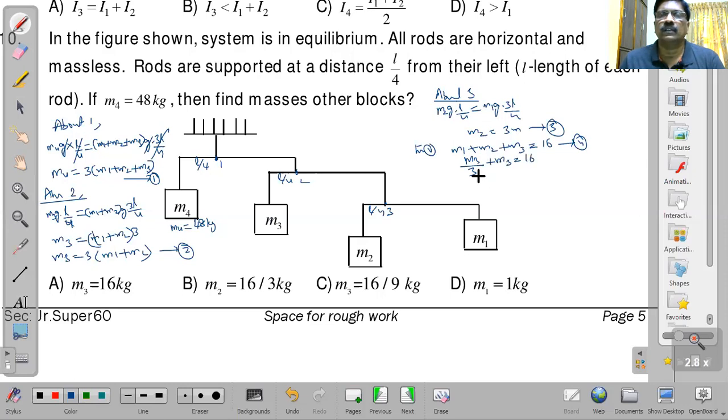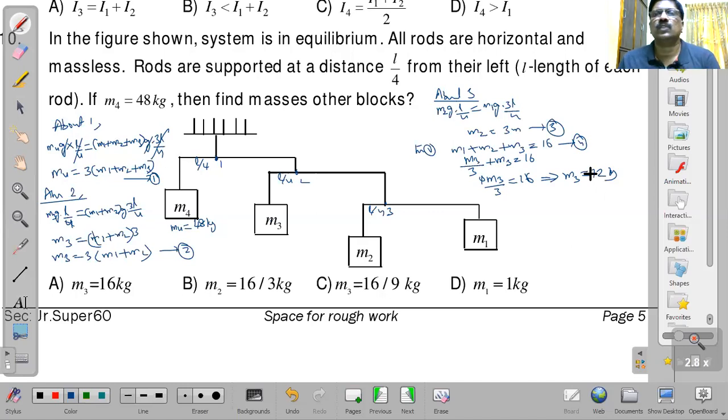is equal to 16. So 4M3 by 3 is equal to 16, which implies M3 is equal to 12 kg. M3 is equal to 12 kg. So that option is not there.